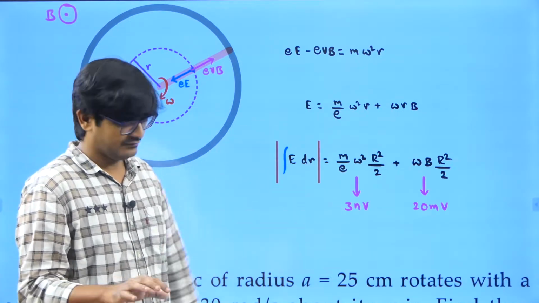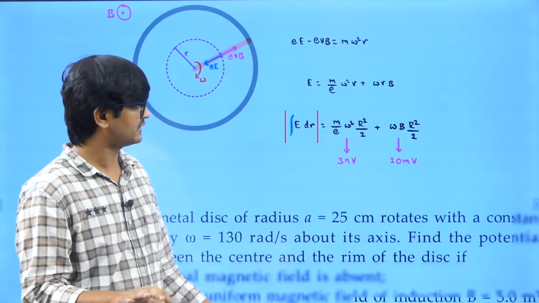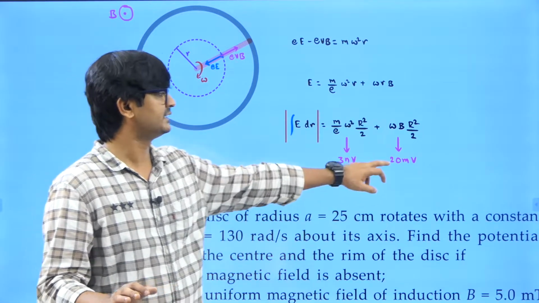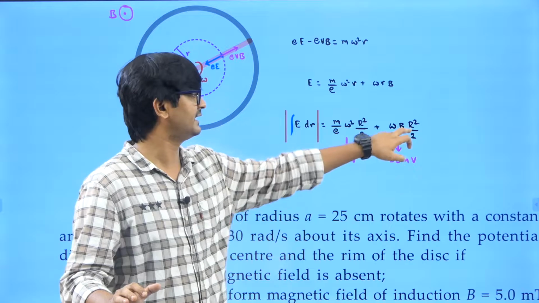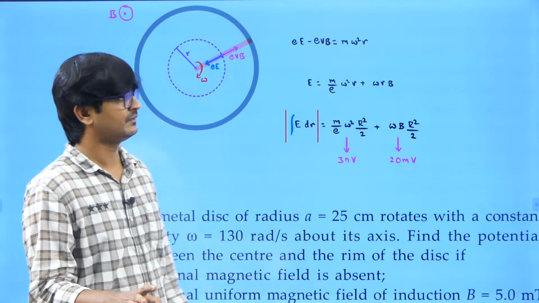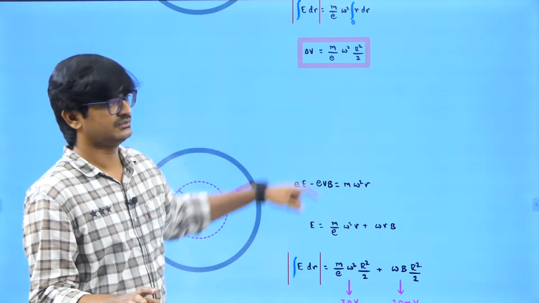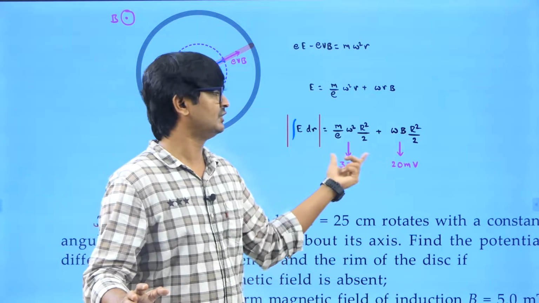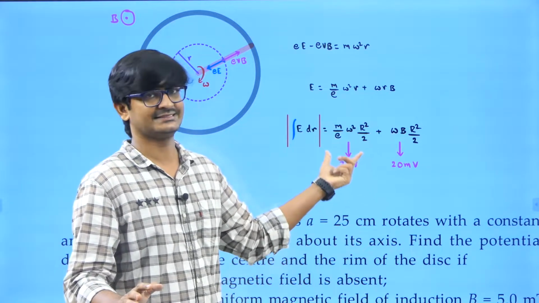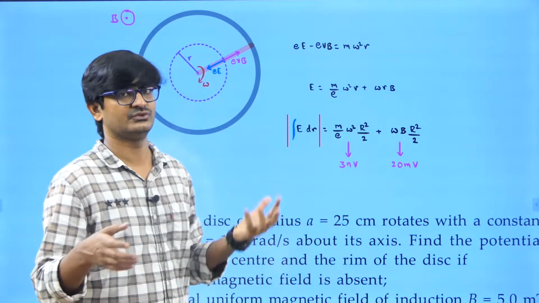Because when it comes to real life, the values are going to be, this is going to be 3 nanovolt and this is going to be 20 millivolt. This is very high and this is very small, right? So compared to this one, this is going to be very small, so we can neglect its effect in real life when we do those questions.